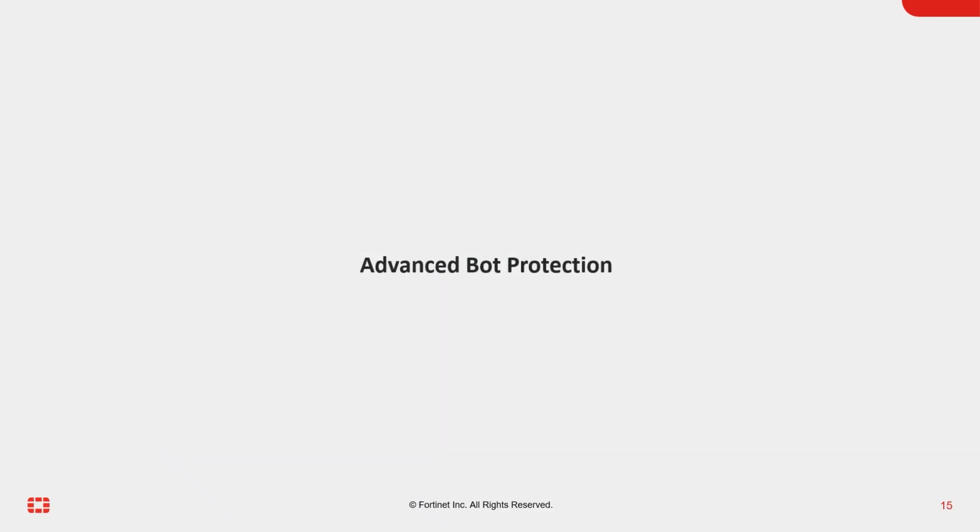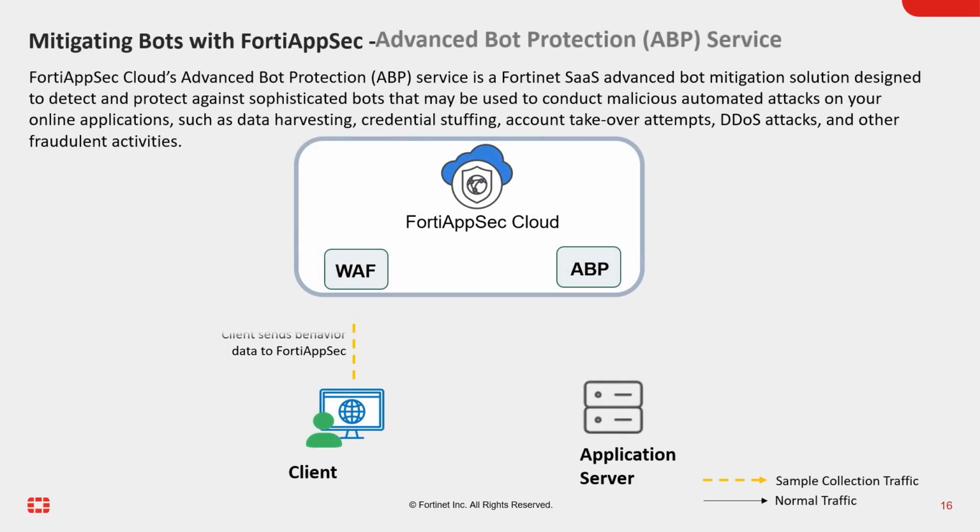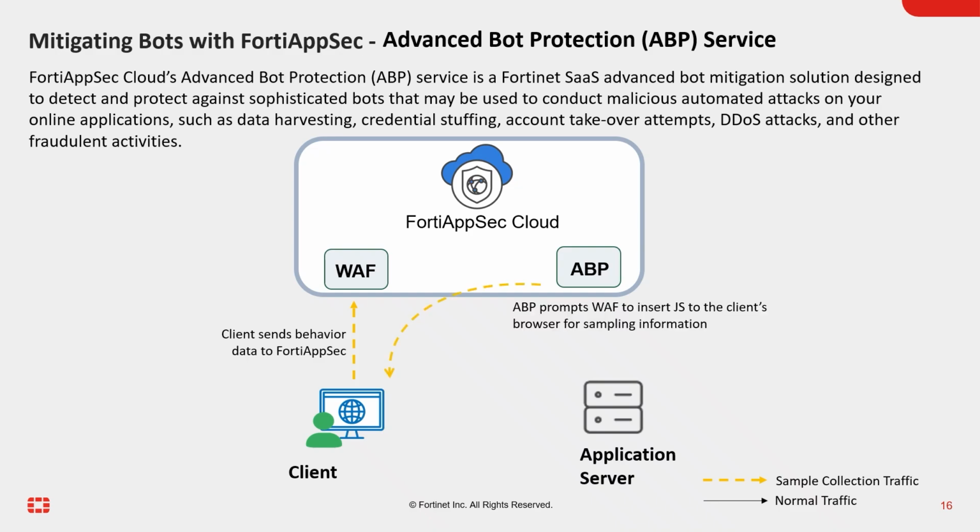And finally, FortiAppSec has Advanced Bot Protection, a Fortinet SaaS advanced bot mitigation solution designed to detect and protect against sophisticated bots that may be used to conduct malicious automated attacks on your online applications. When Advanced Bot Protection is used with a FortiAppSec Cloud WAF application, the ABP service prompts WAF to inject JavaScript to the client's browser for sampling information.